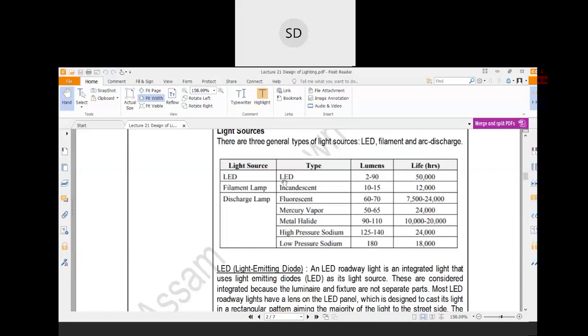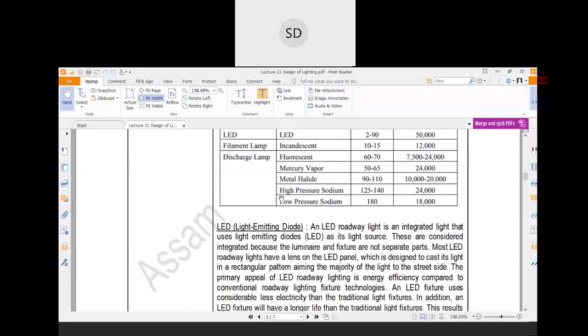Now basically most road lighting is LED, or is being converted to LED. So these are the luminance, meaning how they emit light, and these are the life of each of the lighting sources.